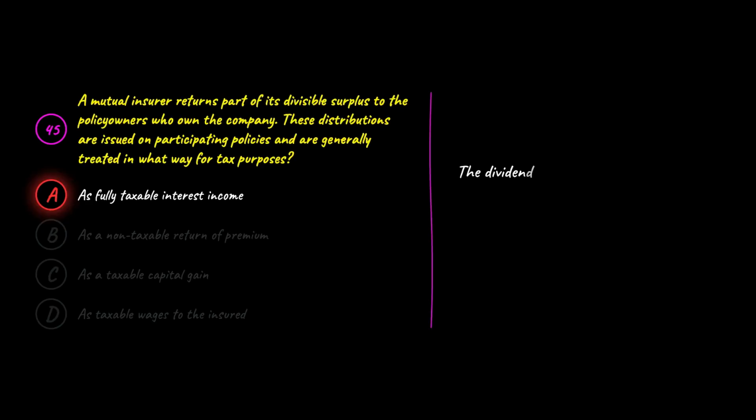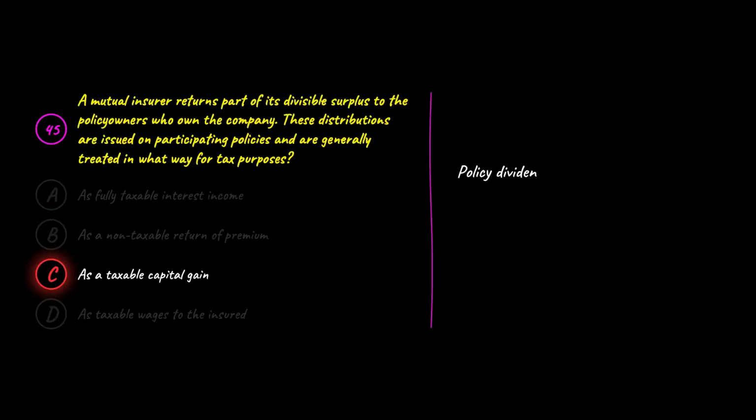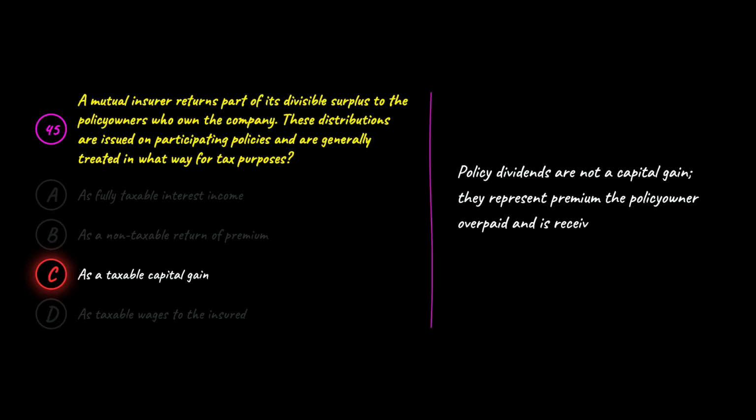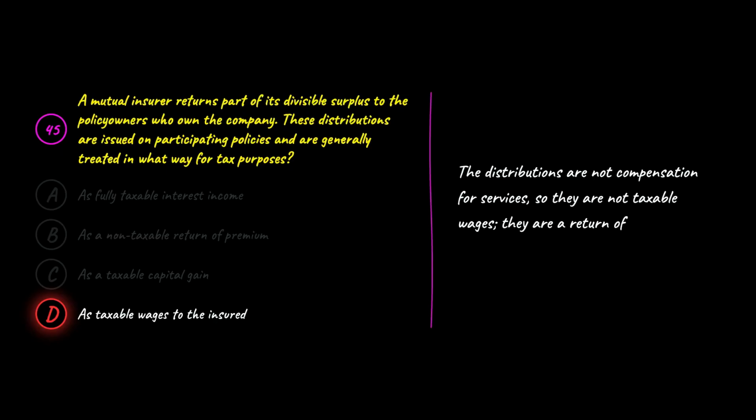A is wrong because the dividends are treated as a return of premium rather than interest income, so they are not taxed as fully taxable interest. C is wrong because policy dividends are not a capital gain. They represent premium the policy owner overpaid and is receiving back, which is not a taxable gain. D is wrong because the distributions are not compensation for services, so they are not taxable wages. They are a return of the policy owner's own premium.